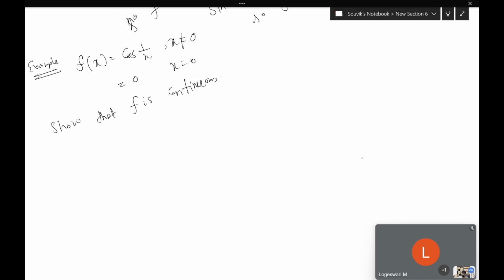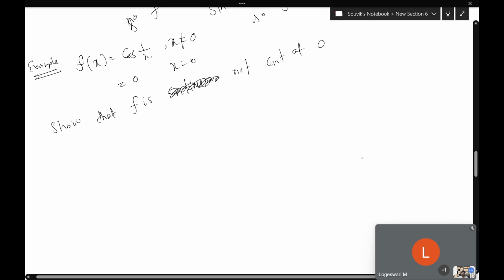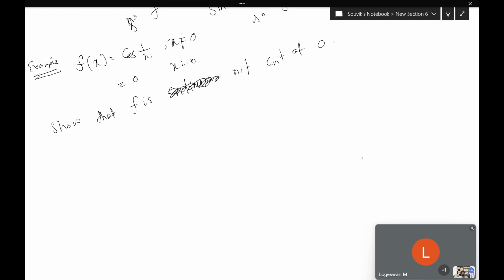So consider this function f(x) equal to cos(1/x) for x not equal to 0, and 0 for x equal to 0. We need to show that this f is not continuous. So using the sequential criterion, we need to show this. Logesh, can you please try and let me know? As I wait for 1 or 2 minutes, please try to get the sequence in order to use the sequential criterion.